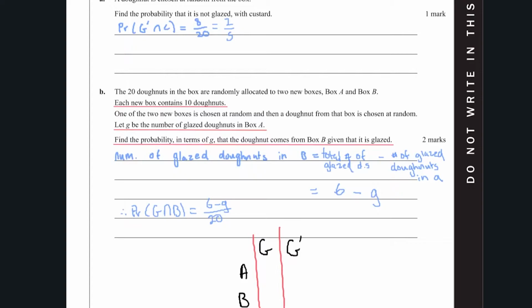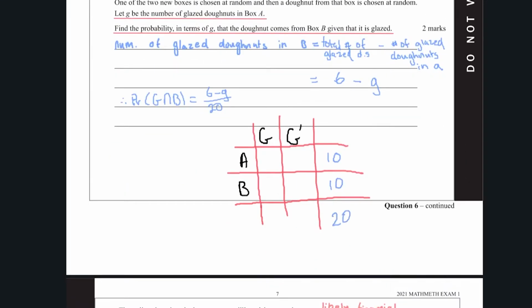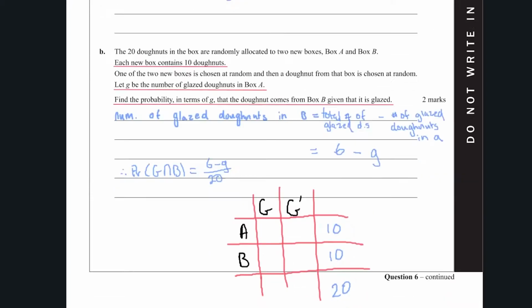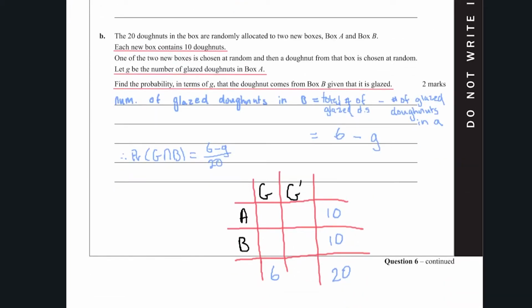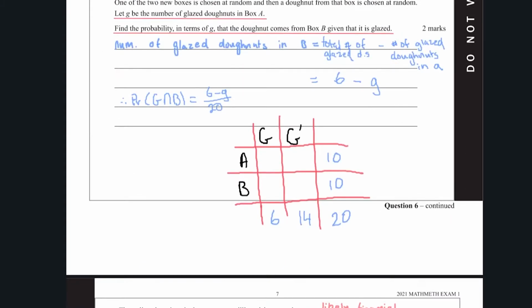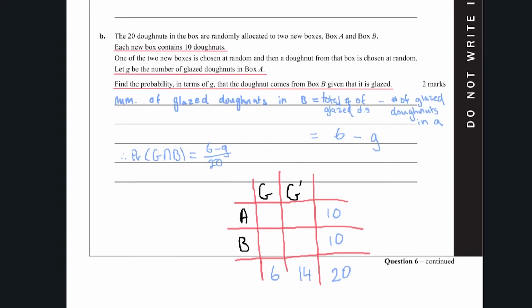Here we set up another probability table. Again, don't use probabilities, use actual numbers. So there's 10 in A, 10 in B, total 20. We know there's 6 minus G in G intersection B.